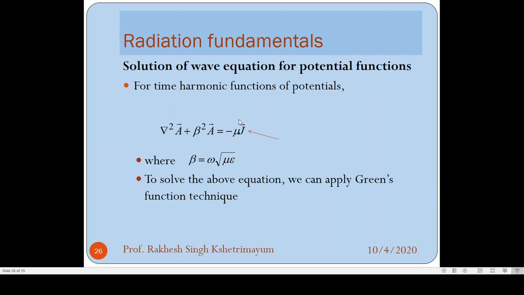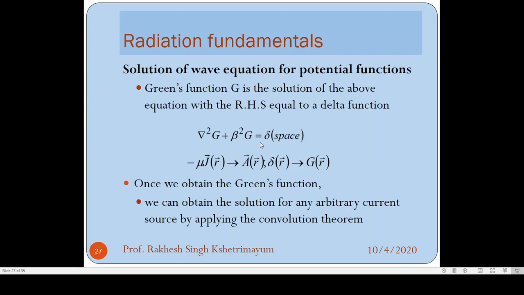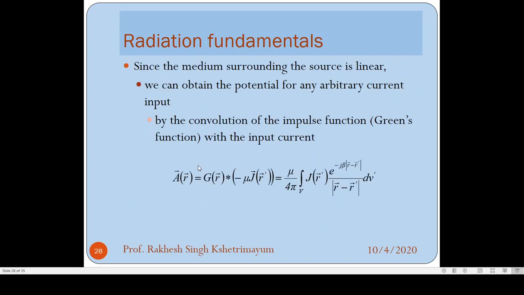Now you replace this source term on the right-hand side by a delta function and find the solution of the wave equation. The solution you get is called the Green's function, which is also called the impulse response of the system. Once you have the impulse response, you do the convolution of the Green's function with the right-hand side of the wave equation, which is minus mu J. This gives you the magnetic vector potential for any arbitrary current density J of r. So the magnetic vector potential for any arbitrary current J of r is the convolution of the Green's function and minus mu J.